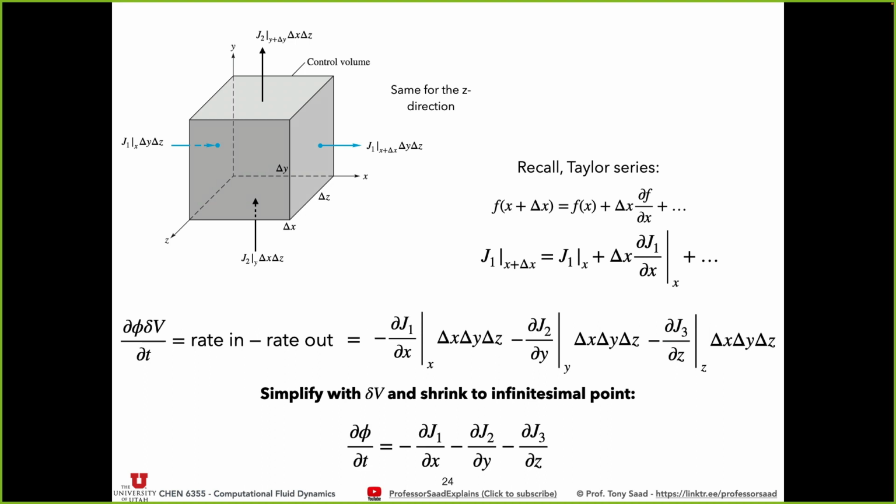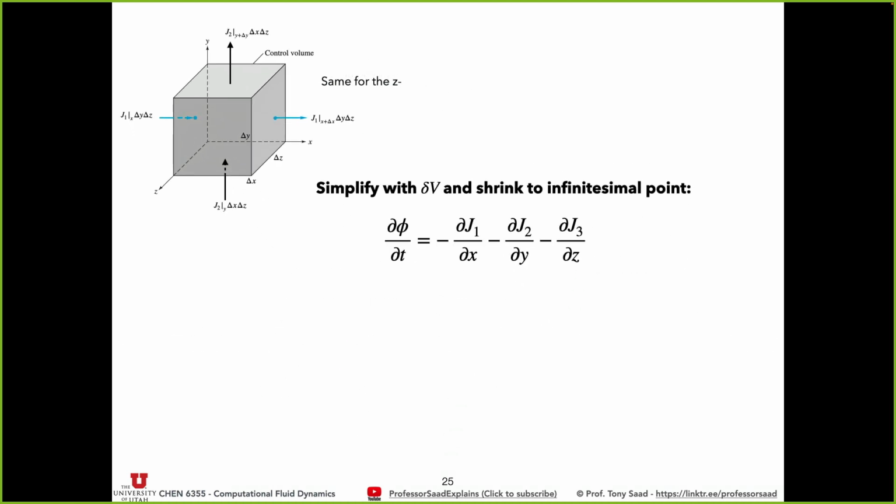You get this beautiful equation that the rate of change of phi over time is equal to the negative sum of the fluxes, the rate of change in space for J1, J2, and J3 in all three directions. Gets even better. What is this term? d by dx plus d by dy plus d by dz. That's the divergence, right? That's the divergence.